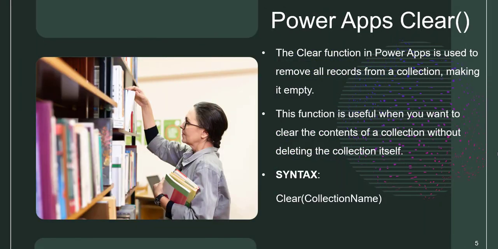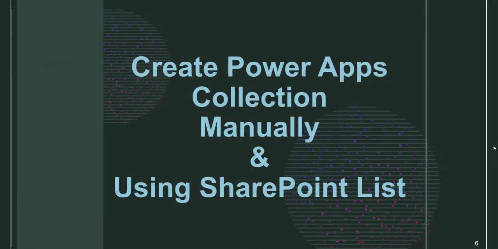Then what is a PowerApps Clear function? The Clear function in PowerApps is used to clear the content or data of a collection. When you apply the Clear function to a collection, it removes all the data stored in that collection. It means if you want to remove all the data from a PowerApps collection, then you can use this function. Then the syntax of the Clear function is Clear, then you need to provide the collection name. That's it. Now I will show you how we can create a PowerApps collection manually and using a SharePoint list. So now let's jump to my PowerApps screen and let me create a PowerApps collection and show you.